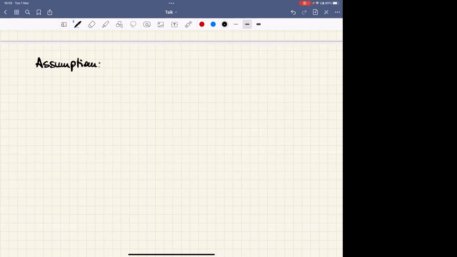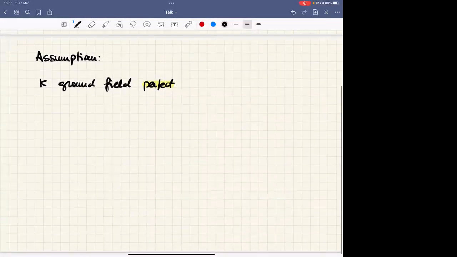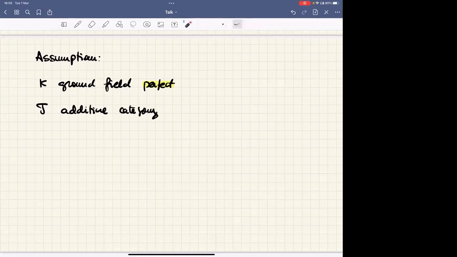So K will denote a ground field, which will be perfect. This will only be used once, but in a crucial way, so we can't avoid this hypothesis. T will be an additive category. You will guess that it will often be a triangulated category, but for the moment, it will be an additive category. Since K is a ground field, K acts on T, so everything is enriched over K vector spaces.